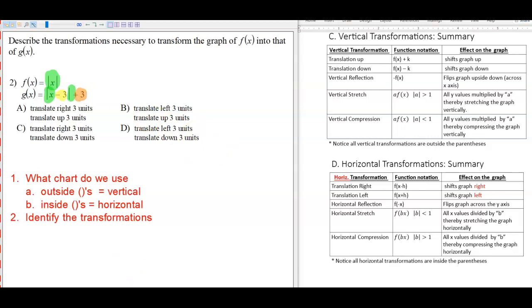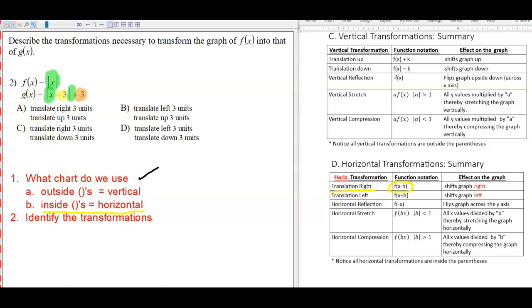So the first thing we need to do is decide what chart we use. Well, this -3 is inside the absolute value bars, so that's kind of like parentheses. Since we're inside the parentheses, we're going to look at the horizontal chart and find which one of these has a number being subtracted from x inside the parentheses. That would be this one right here, and therefore, we have a translation to the right. So I can come up here and look for all my options where I've got a translation to the right. It seems like I have one right here.